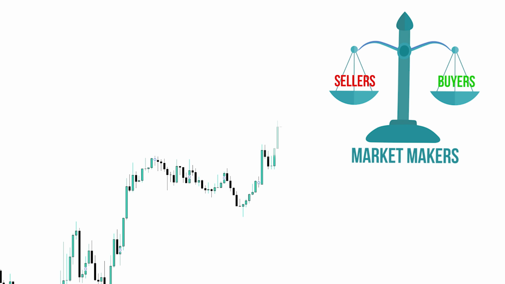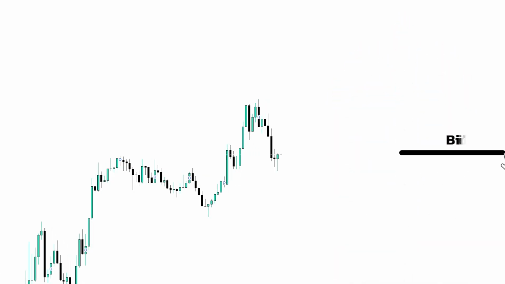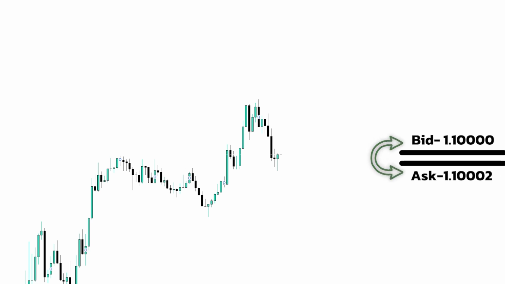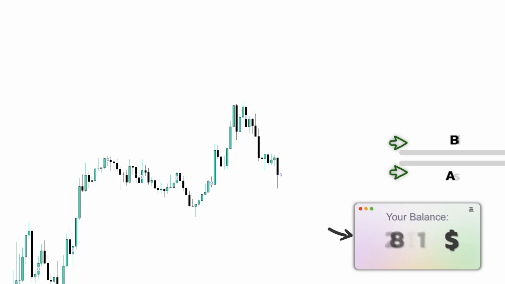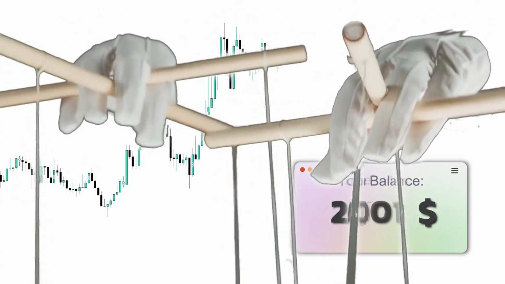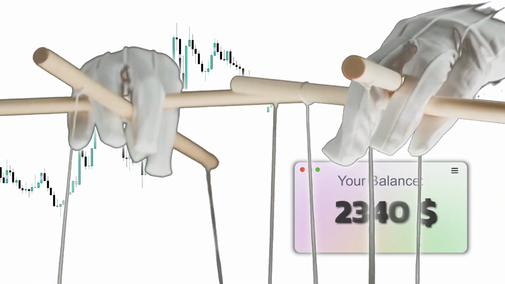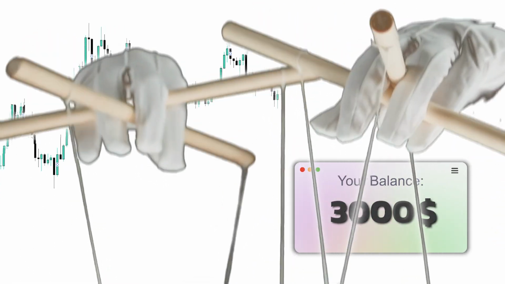For example, if you see that the buy price, bid, for EUR/USD is 1.1000 and the sell price, ask, is 1.1002. These 2 points are the spread, which partially goes to the market maker's pocket. But did you know that market makers can not only make money on the spread, but also influence where the price will go? We will talk about it later. And now let's understand how their business is organized.